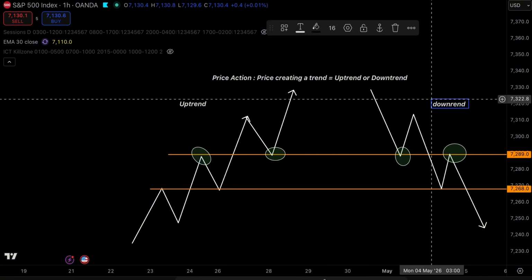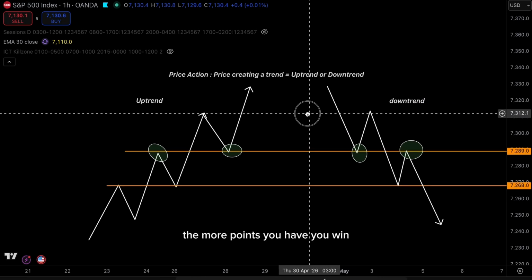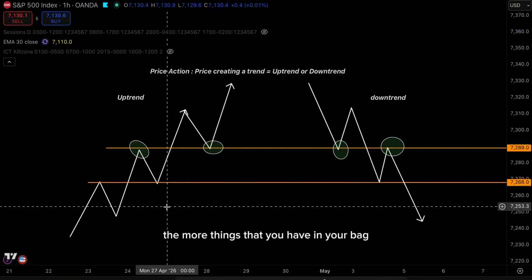Now there's more to it. Trading is all about having as many points as possible. Like I love to say, if you're in a basketball game, the more points you have, you win. Same thing with trading. The more confluences you have, the more things that you have in your bag.